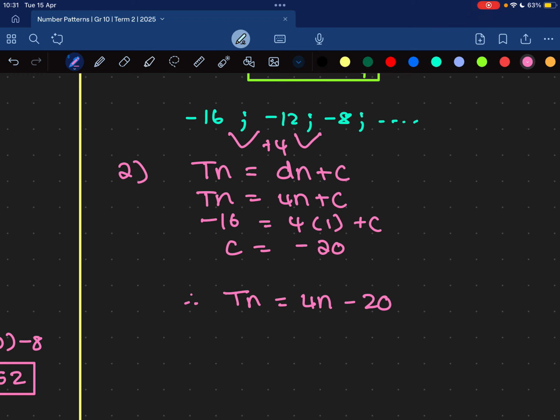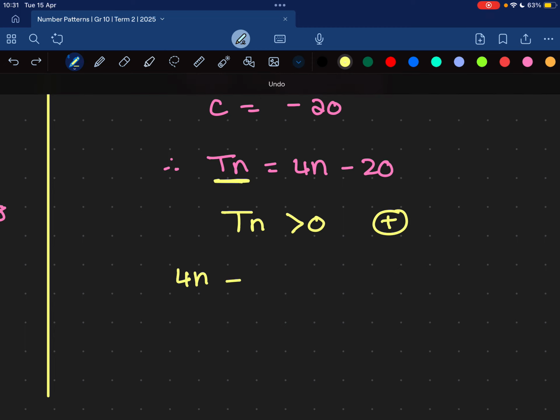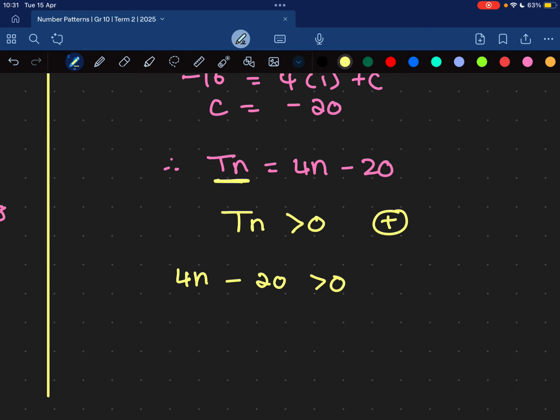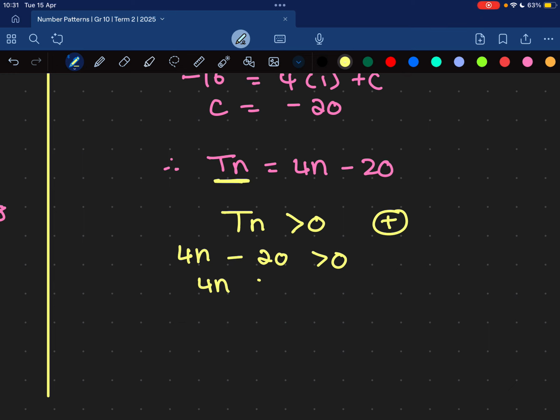Now the question asks which term in the sequence will be the first to be positive. So if you can remember, if the term Tn is going to be positive, then Tn must be greater than 0. So that means that 4n minus 20 must be greater than 0. And then you'll just solve for your inequality. So you have 4n greater than 20, so n must be greater than 5.